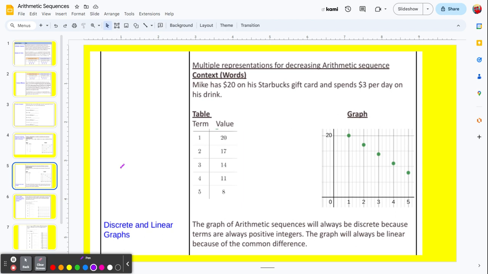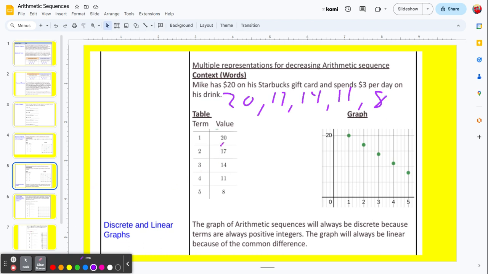Here's some more context. Mike has $20 on his Starbucks gift card and spends $3 per day on his drink. All right, so what's going on here? He has 20. Then he buys a drink, he's down to 17. He gets another drink the next day, and he's down to 14. And then he's down to 11. And then he's down to 8, and so on until he has no money left on the card.